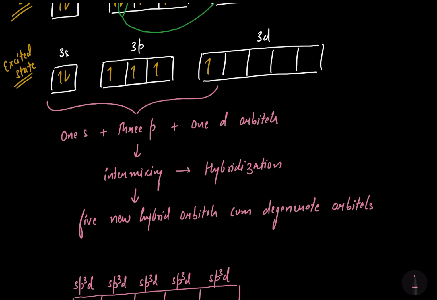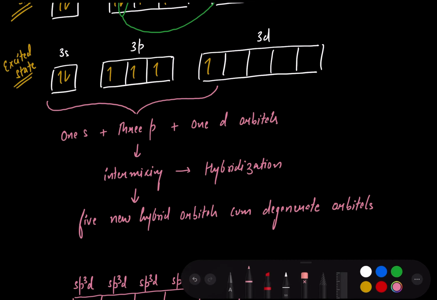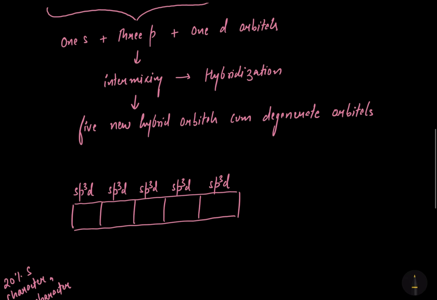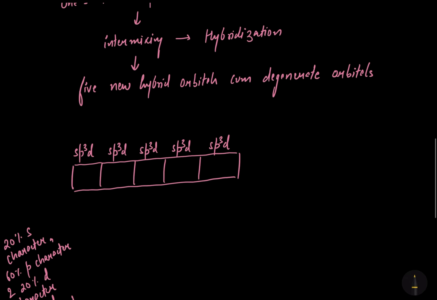In starting, we were having a total of 6 electrons. The 2 electrons were in 3s, the 3 electrons were in 3p, and the 1 electron we were having in the 3d. So a total of 6 electrons were there. So now let's redistribute those 6 electrons in hybrid orbitals according to Hund's rule. So that's the first electron, second electron, third electron, fourth electron, fifth electron, and that's the sixth electron.